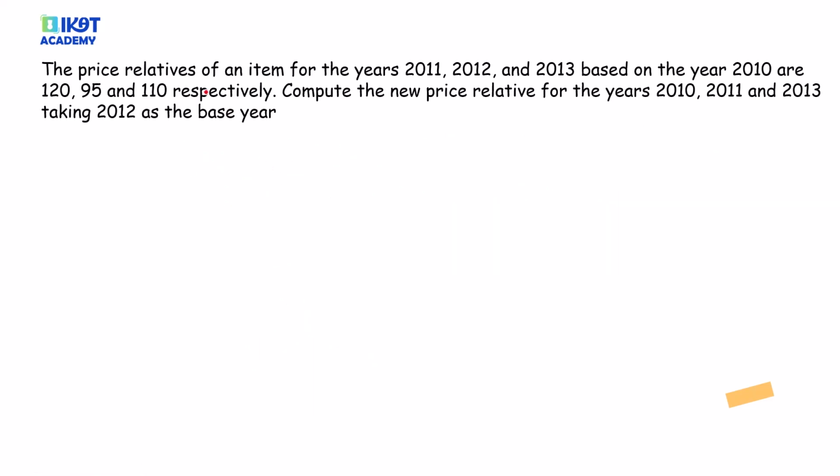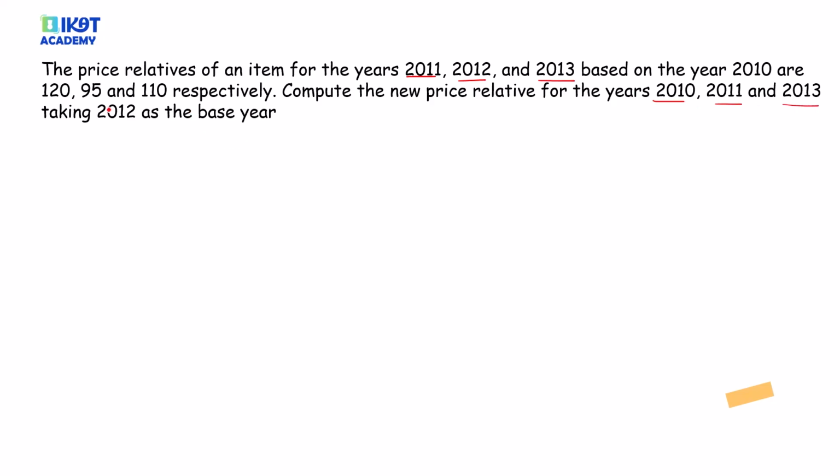Now we have this question here. These are very common questions that are usually asked, but they require an application of your understanding of the concept, because this question says the price relatives of an item for the years 2011, 2012, 2013 based on the year 2010 are this and this respectively. Compute the new price relative for the years 2010, 2011 and 2013, taking 2012 as the base year.